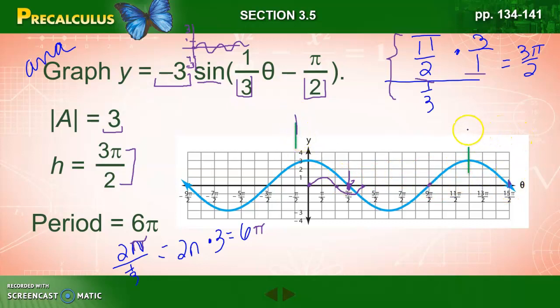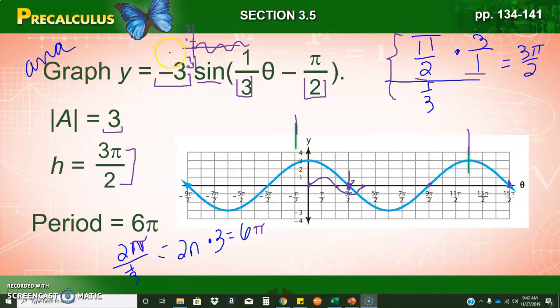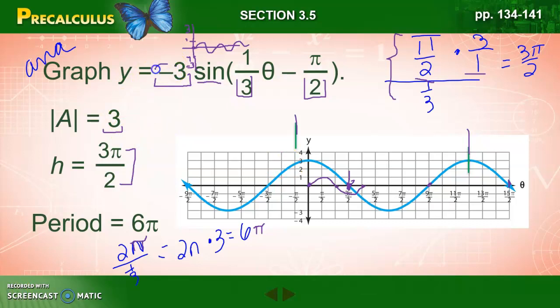It's got that marked off in green here, every 6 pi. Now let's talk really quickly about this negative amplitude. That negative number, remember, reflects it over the x-axis.